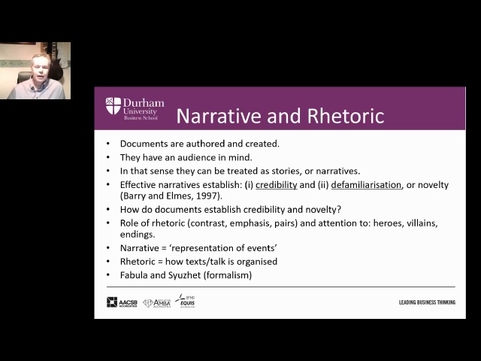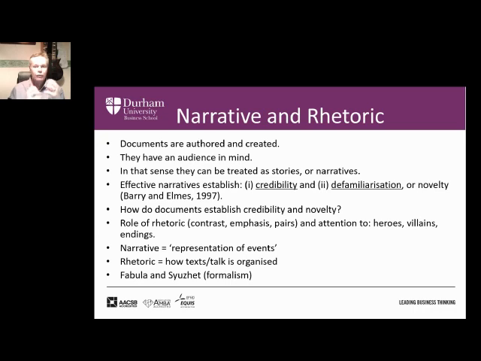Rhetoric is kind of how texts or talk are organised, and there's this distinction from a school of literary criticism called Russian formalism, which is really helpful and valuable when it comes to thinking about documents, and that's between fabula and, I haven't pronounced it correctly, suzet. Fabula is the content of what's told in a narrative, it's the events that are related, and suzet is how those events are put together.